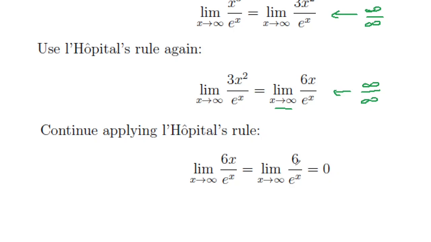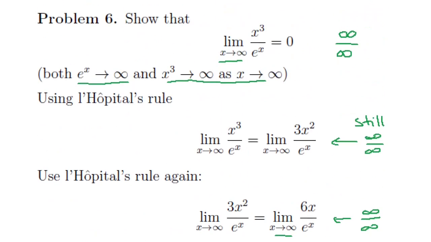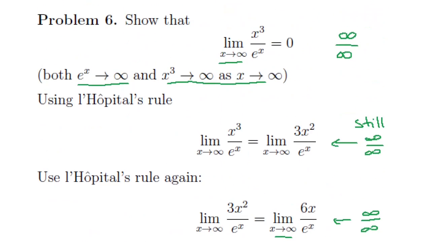But now, with 6, we can just take the limit as x goes to infinity. Because e to the x goes to infinity, 6 divided by that will be 0, and therefore that is the limit in this problem, just as we had claimed up there.